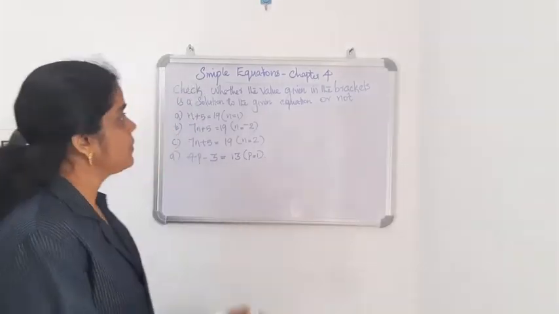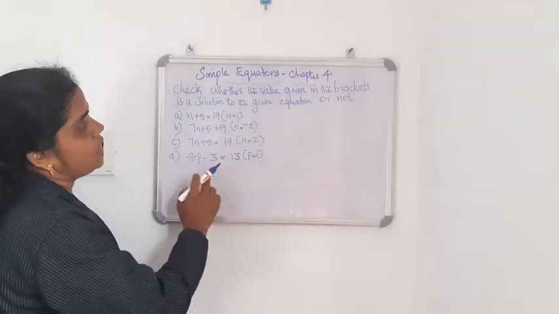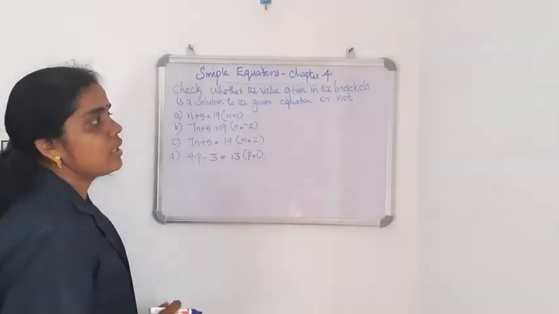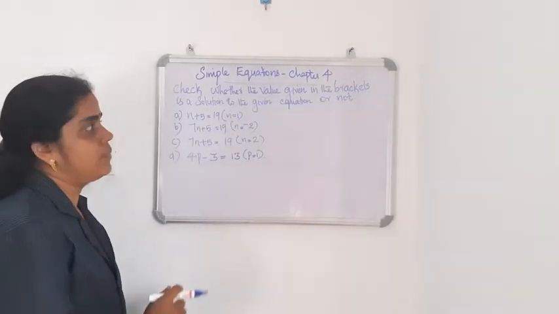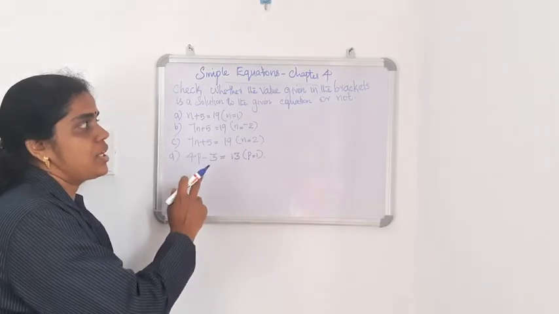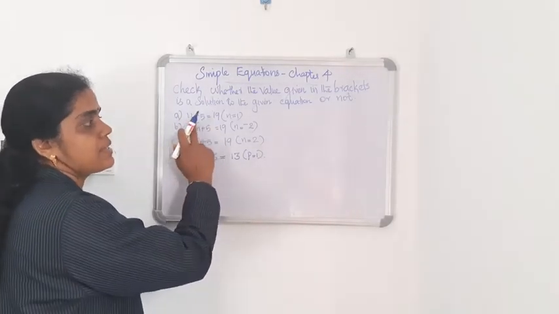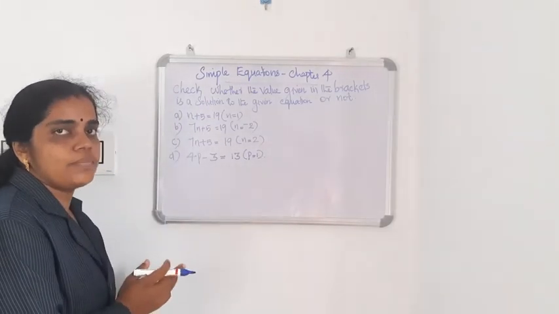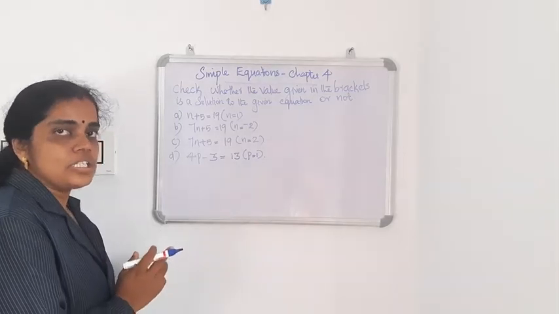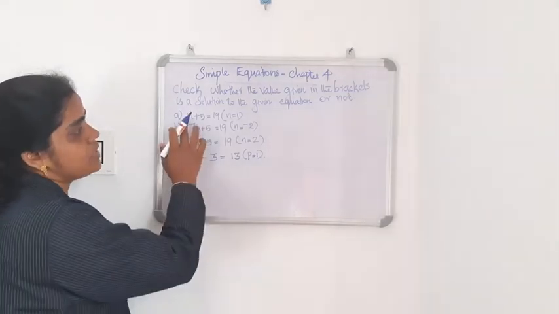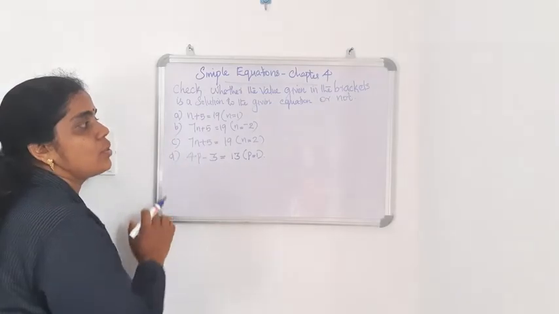Next question. Check whether the value given in the brackets is a solution to the given equation or not. Solution and equation, already you studied. Solution means the left side and the right side must be equal. Then only we can say that it is a solution of the equation.